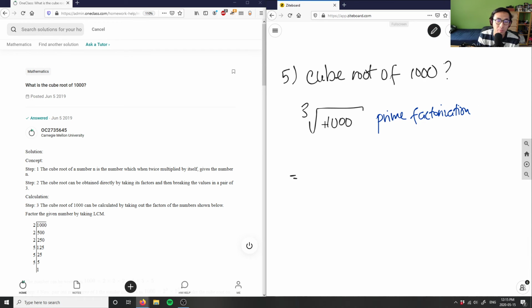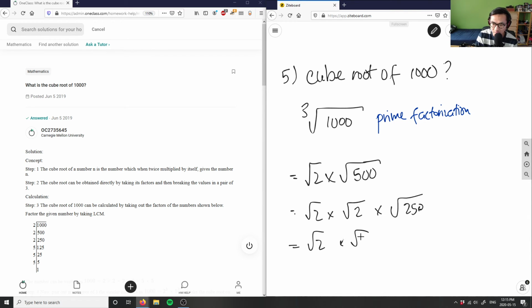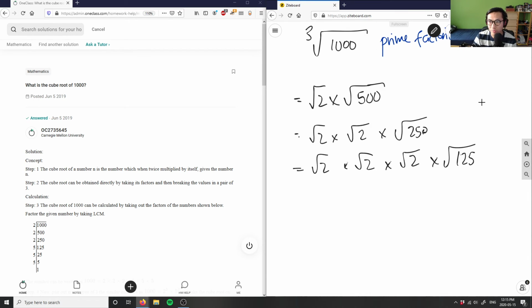And so if I have 1,000 here, I'm going to break 1,000 into root 2 times root of 500. And then again, I have another root 2 times, I'm breaking this 500 into root 2 times root 250. And then 250, I can break that down even further, 2 times root 125. And then this root 125, I don't think it's divisible by 3, but it is divisible by 5, like all numbers that end in 5. So root 2 times root 2 times root 2 times root 5. If I divide 125 by 5 here, it's simply 25 here, right?